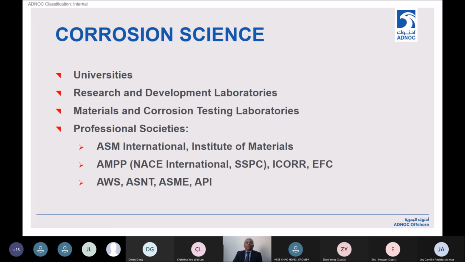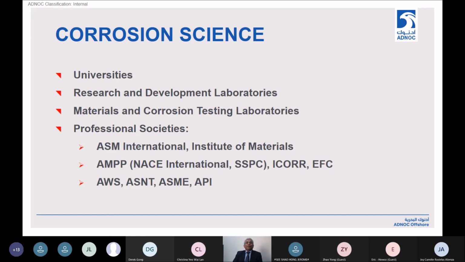There are a number of universities offering materials and corrosion engineering. Corrosion engineering is a sort of niche area, in that not many institutions offer it at the undergraduate level. I've heard of only a few. At the postgraduate, at the doctoral level and beyond, the number of universities offering it is larger. And I'm happy that I'm in a position to speak to you all today.